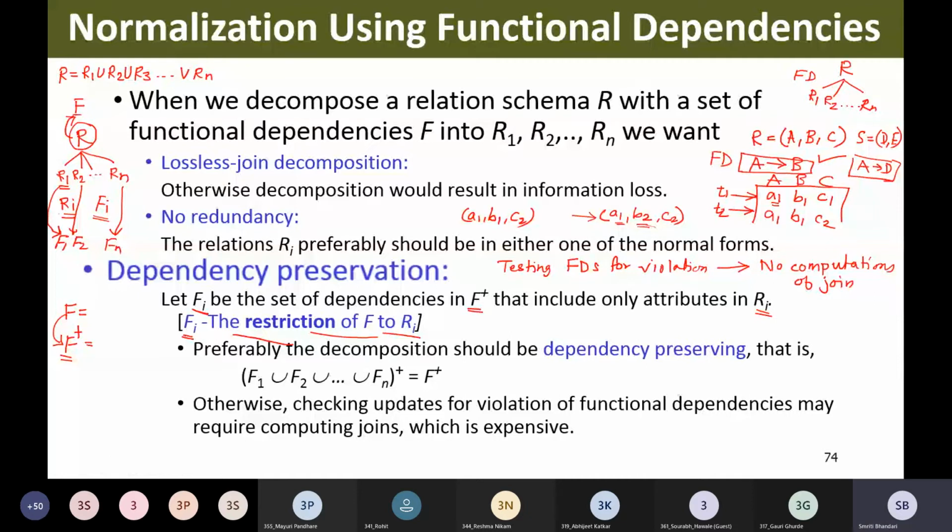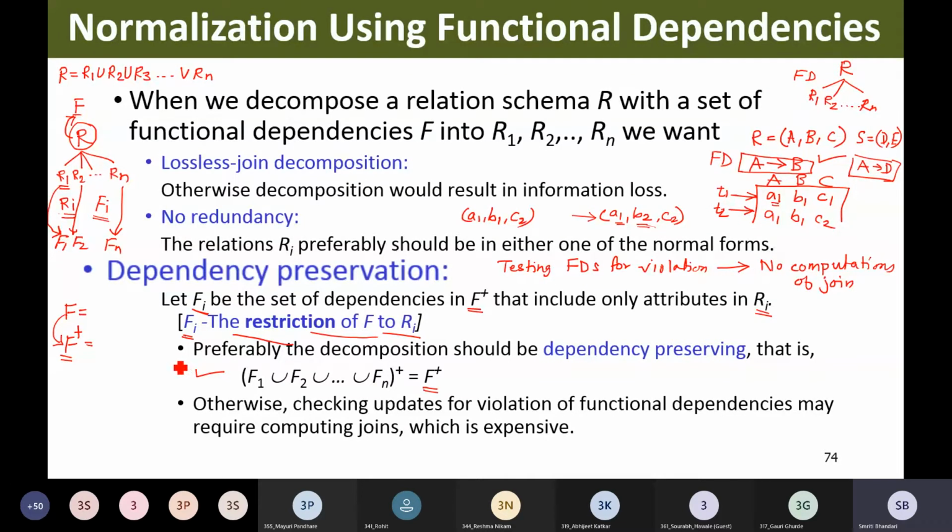Right? So preferably, the decomposition should be dependency preserving. Meaning, if I compute the union of those individual sets F1, F2 up to Fn, and then compute the closure of this union, then this closure must be the same as the original closure F plus. If this condition is satisfied, then we say that our decomposition is dependency preserving.